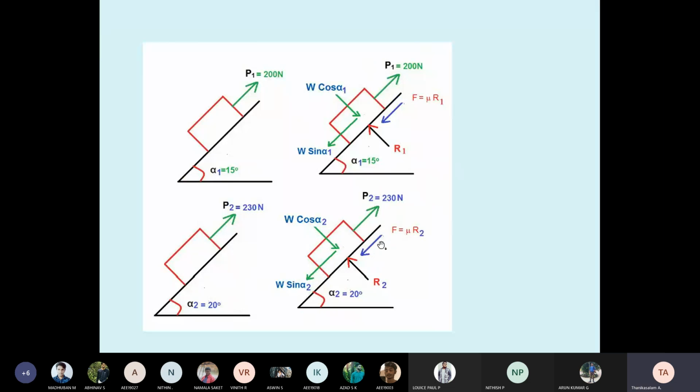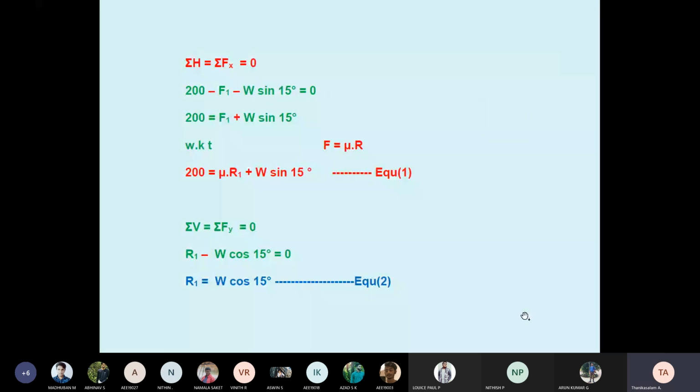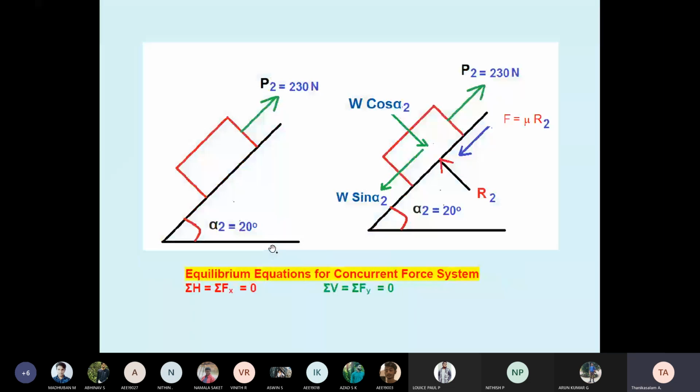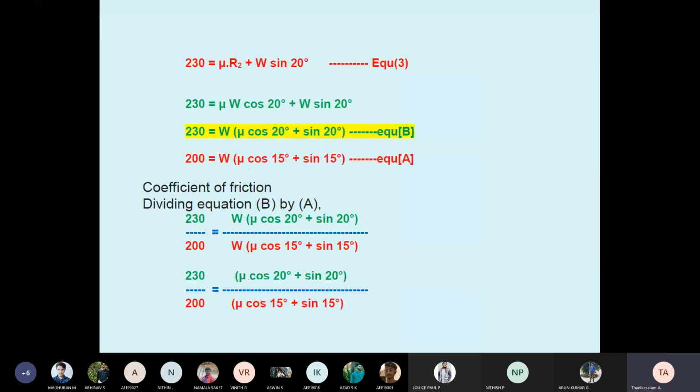The friction is downward. I take case 1: applied force 200 Newton, body moving upward, friction downward. Then the equilibrium equations give equation A. Now the second case: effort 230, angle 20 degrees. Body moving upward, friction downward. Again, after solving, these steps already explained, we finally get equation B. Students, the yellow color, see here, equation B.